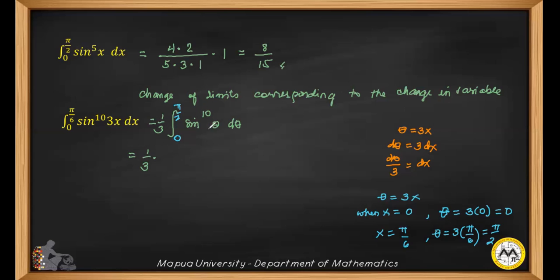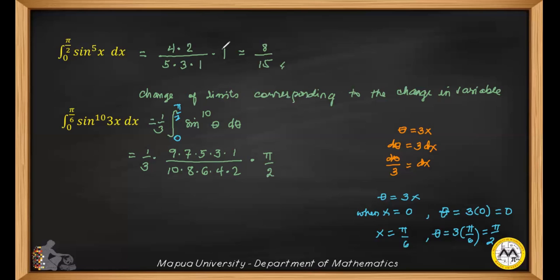The exponent of sine of theta is 10, so subtracting 1 gives us 9. So we start with 9 in the numerator, subtracting 2 at a time: 9 times 7 times 5 times 3 times 1, divided by 10 times 8 times 6 times 4 times 2. And then multiply by alpha. Since the exponent 10 is even, alpha is equal to pi over 2.